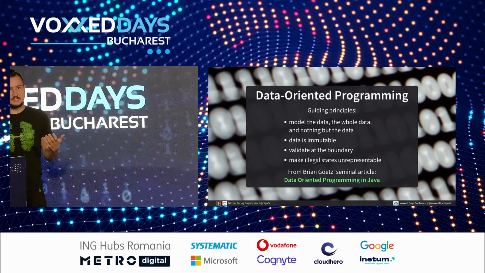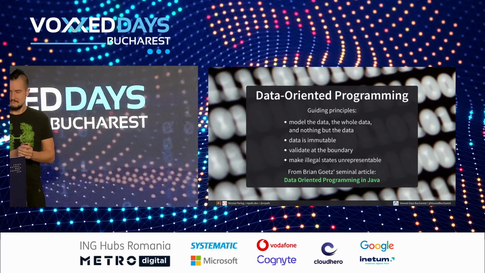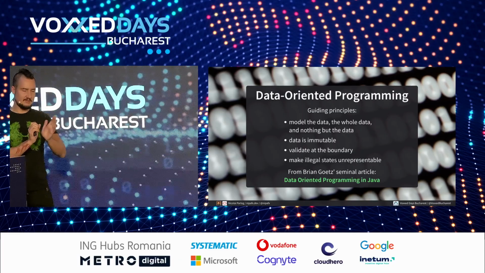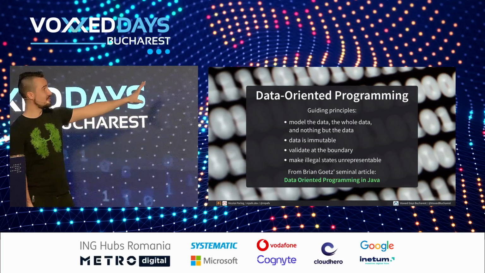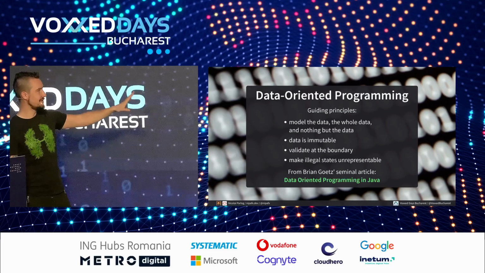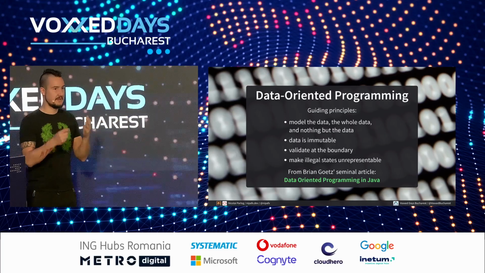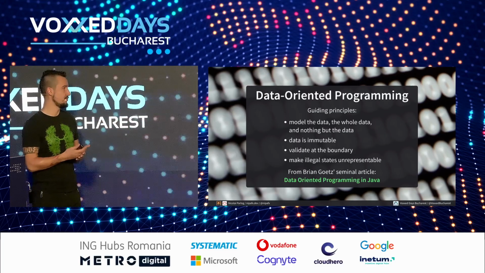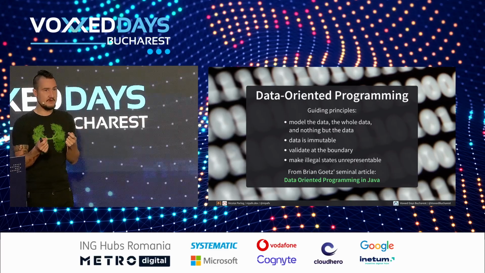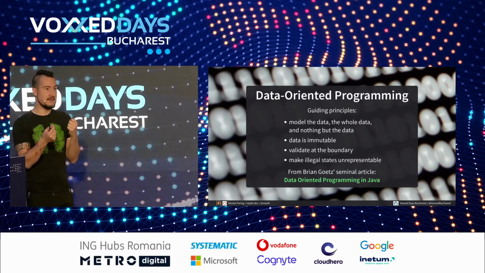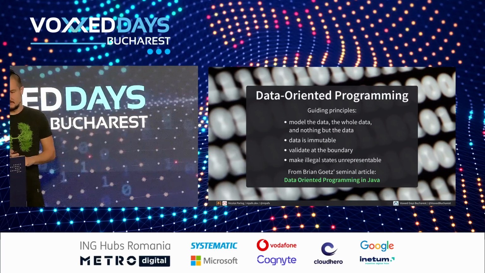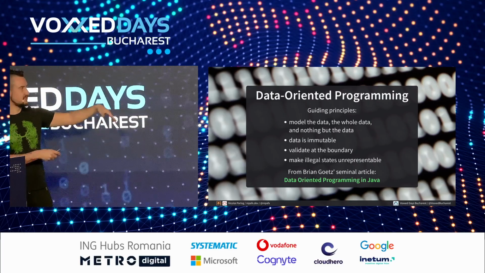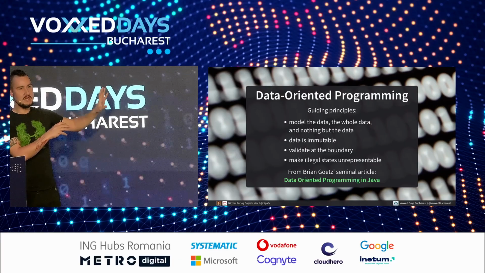And in that article, he finds some guiding principles. I'm not super happy with those because I don't think they're orthogonal enough, but I didn't dare talk to him about it yet. So the guiding principles are: model the data, the whole data, and nothing but the data. Data is immutable, it's a core property. Validate everything at the boundary to make sure you do not have any illegal states in your system by making them unrepresentable. And so those are just like some 4 guidelines that probably don't mean a whole lot to you.